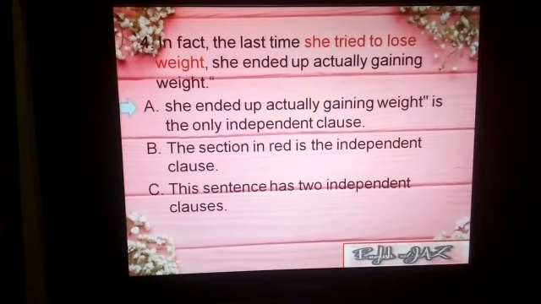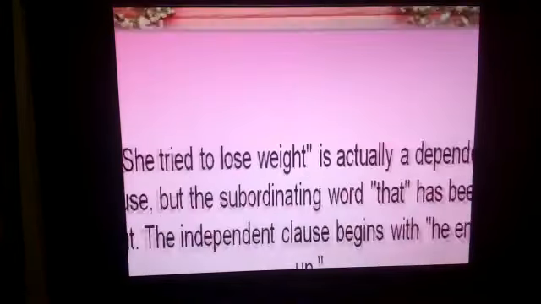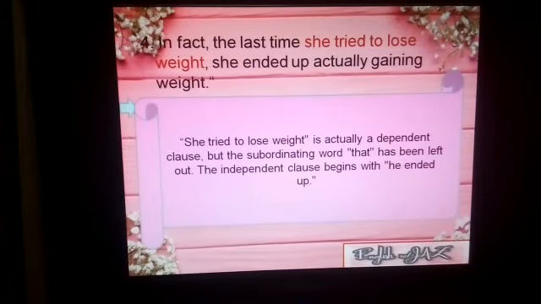Letter A. She ended up actually gaining weight is the only independent clause. She tried to lose weight is actually a dependent clause, but the subordinating word or dependent marker that has been left out was in the sentence. The independent clause begins with she ended up.